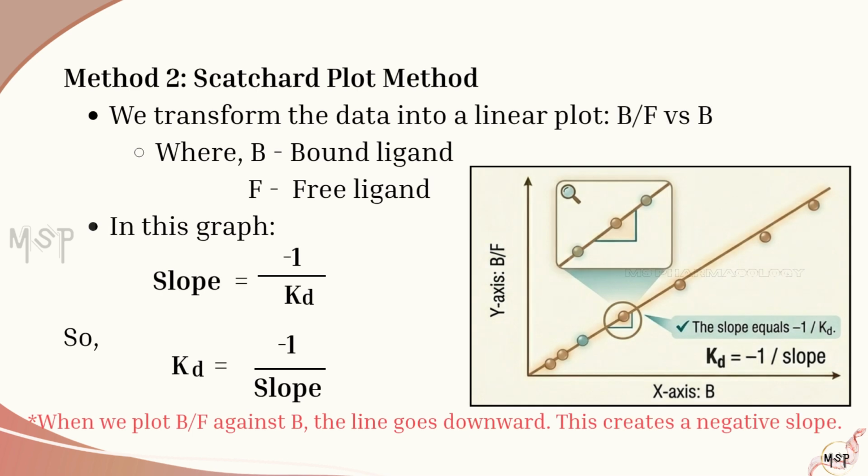Scatchard plot method. We transform the data into a linear plot, bound divided by free ligand plotted against bound ligand. In this graph, the slope equals -1 divided by the dissociation constant. Now, let's understand why the slope in a scatter plot is negative. The binding increases while free receptors decrease, causing the B/F ratio to fall as B increases. This creates a negative slope. So, the dissociation constant Kd is equal to the negative reciprocal of the slope of the scatter plot.